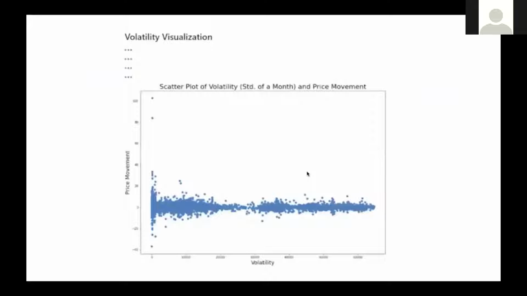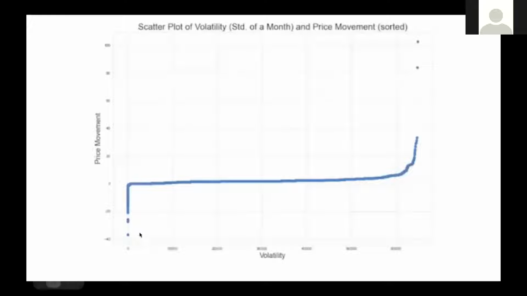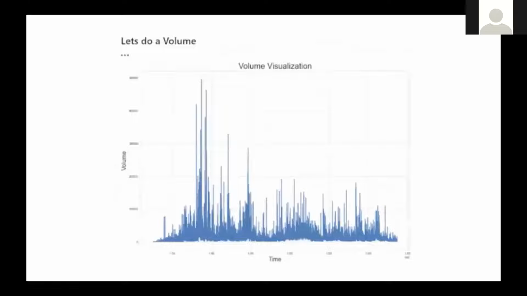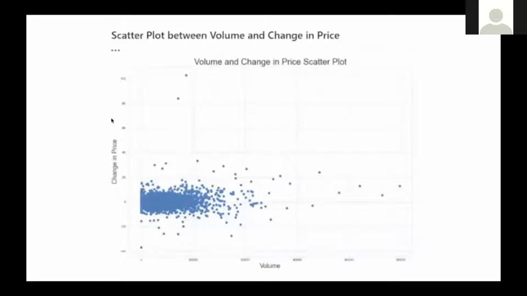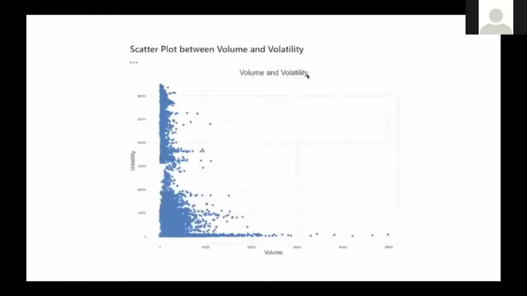Here we do a volatility visualization, where the volatility is derived from the standard deviation of each month. And here we do some k-means to see that there are 2 types. Then we see the correlation, which is quite high because they are obviously derived from price. Then we analyze the volume, where we can see there's a large deviation going on again. Here we plotted the price on the y-axis and the volume on the x-axis. Then we do some k-means, and as you can see, the volume is pretty interesting. Then we plotted the volume with the volatility. You see there are 2 types.